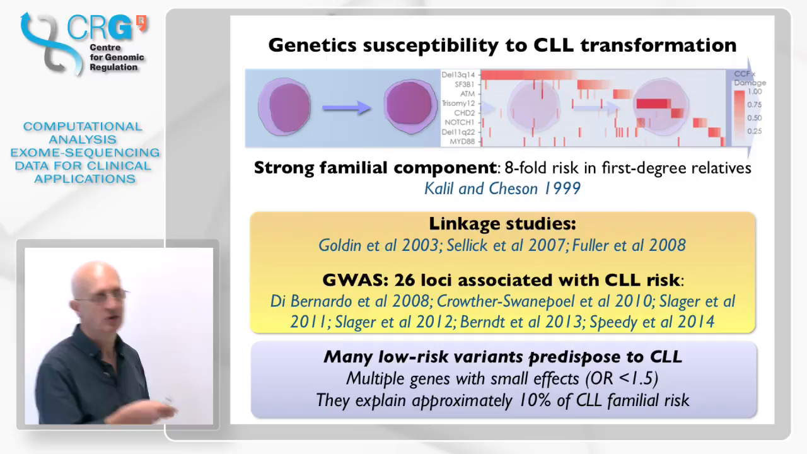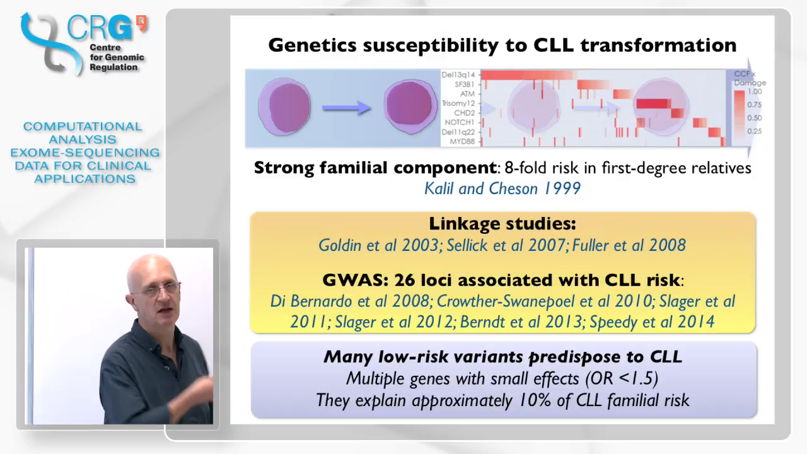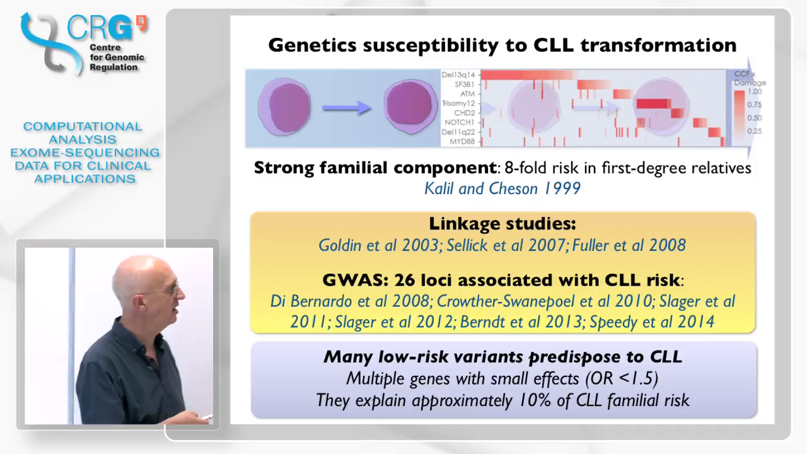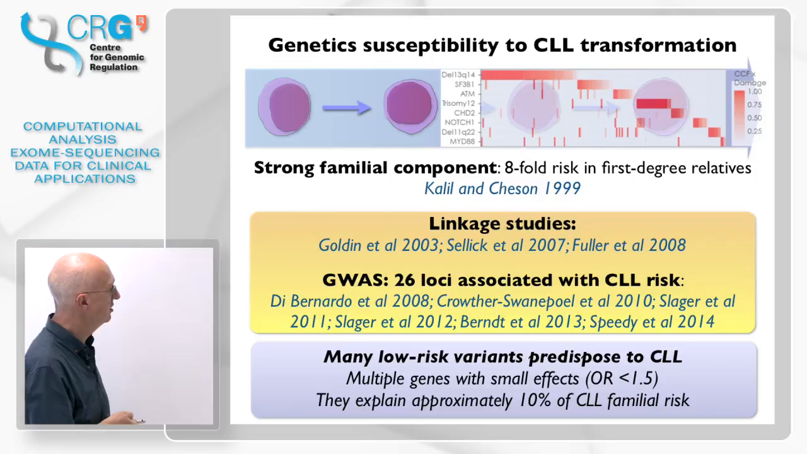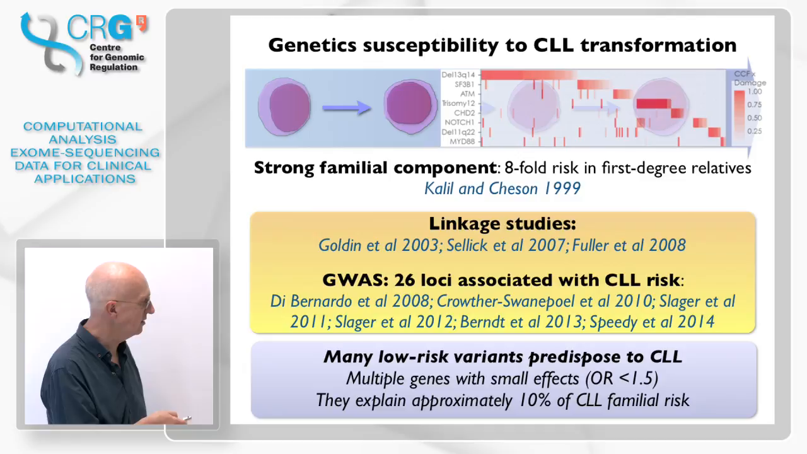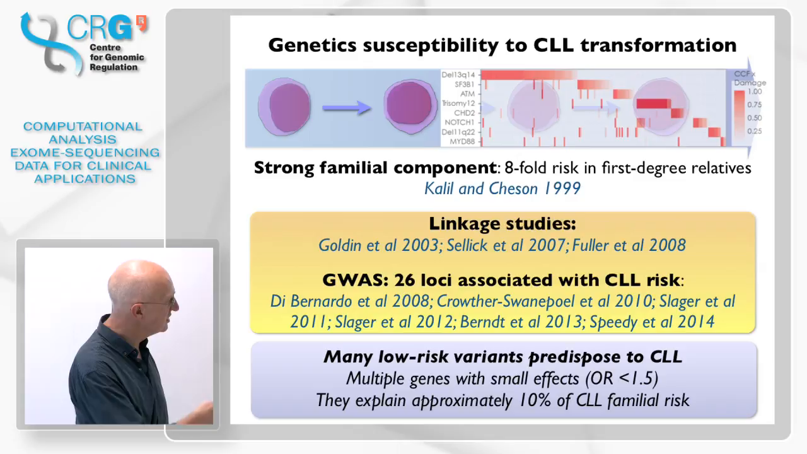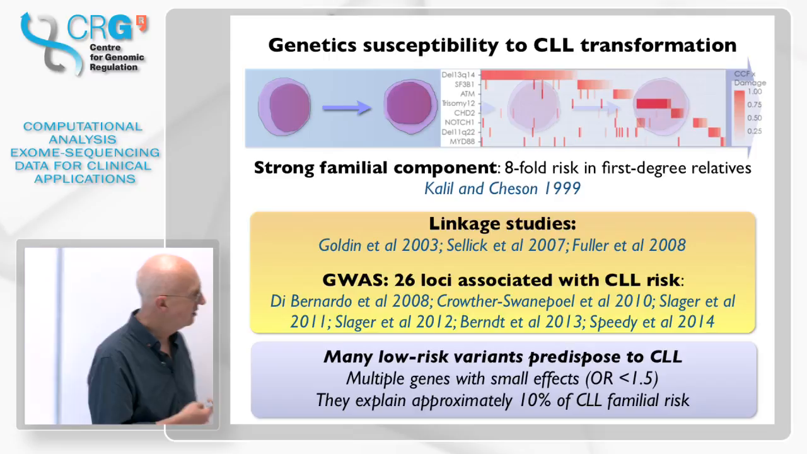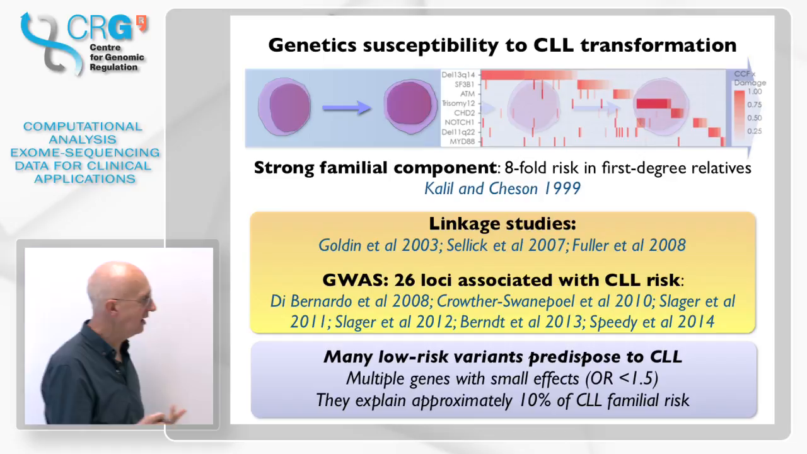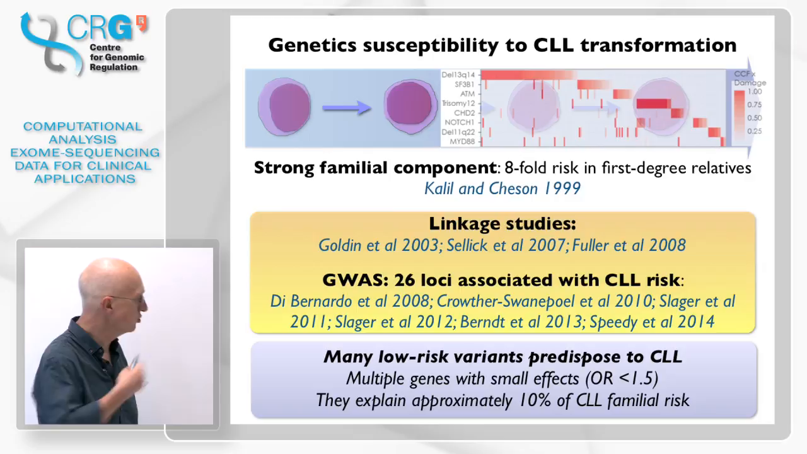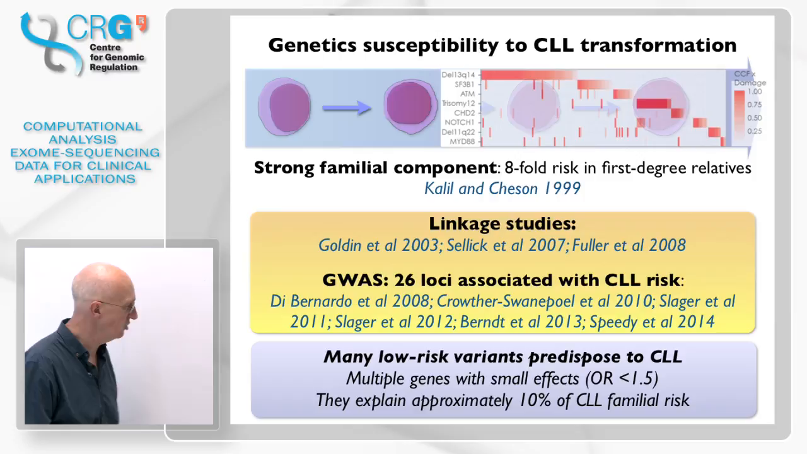And there have been GWAS, same thing as what I showed before, with more than 25 loci that, in theory, confer a higher risk to develop CLL. But none of the genes detected by GWAS have been detected. So what has come out from these studies is that likely, as a susceptibility to develop CLL, there are many low-risk variants that predispose to the phenotype. Likely, a given individual will need to get several of these low-risk variants in order to get a higher risk than an average person in the population.